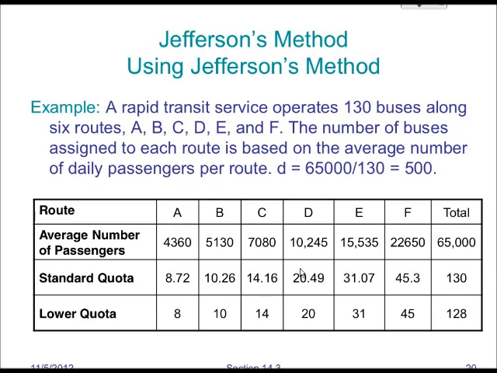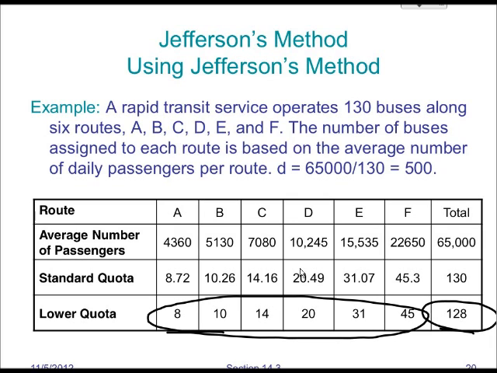Again, it's not possible to have 72 hundredths of a bus, so it has to be rounded to a whole number. Okay, you can have 8 buses, you can have 9 buses, but you can't have 8.72 buses. So Jefferson says round everybody down. So 8, 10, 14, etc. Well, when we do that, that gives us 128 buses, but we have 130.